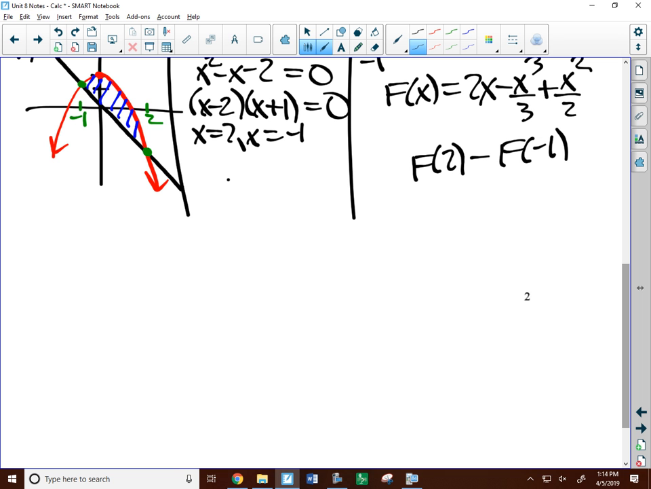Again, for time's sake, and just so we don't have to plug all these in right now, when we plug in 2 first, you get 10/3, or 3.3 repeating, minus, and then you get -7/6 when you plug in -1. So minus negative becomes positive. When you add those, it's 4.5, or 9/2.